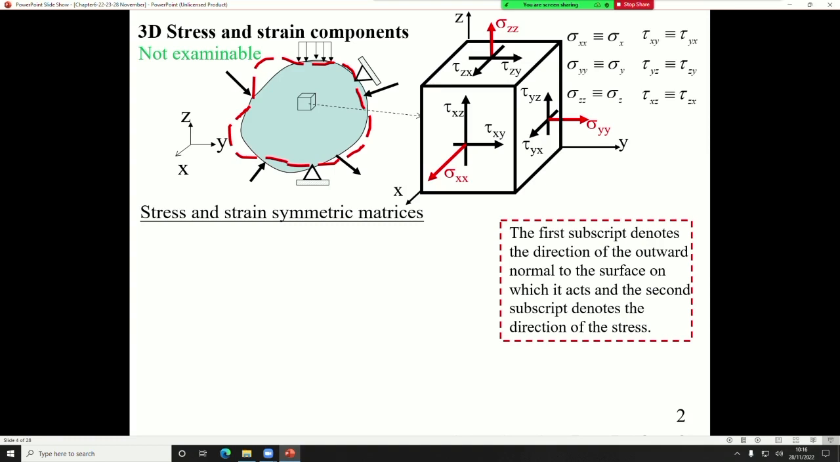A few of you, in your first coursework, I noticed you were treating stress components like vectors, saying the resultant is equal to the square root of the square of this plus the square of the other stress component, which is not correct. So stress is not a vector quantity, it's a tensor quantity, or a matrix quantity, a symmetric matrix. So this is a stress tensor, a stress matrix.